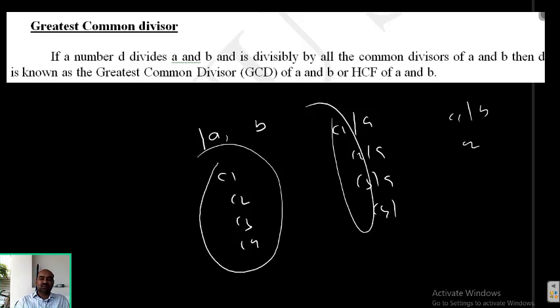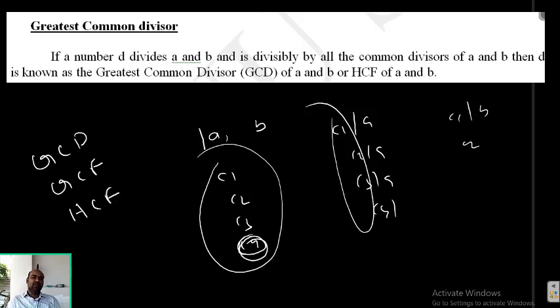Among all, the greatest one is called the greatest common divisor. For example, C1, C2, C3, C4 are common divisors for both A and B, and C4 is the greatest among C1, C2, C3. Then C4 is called the greatest common divisor of A and B. Symbolically you can write greatest common divisor, greatest common factor or highest common factor. By any notation you can write like that: GCD, GCF or HCF.